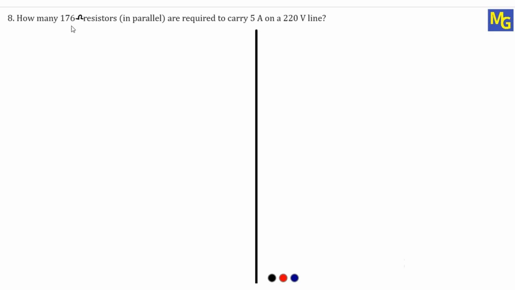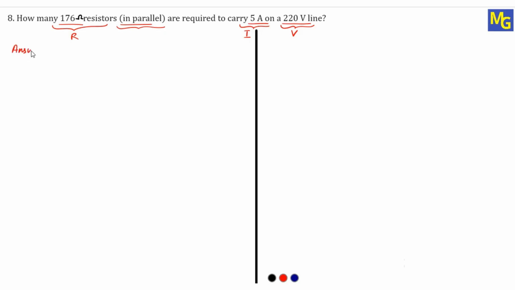The question says: how many 176 ohm resistors in parallel are required to carry 5 ampere on a 220 volt line? Here the number of resistors is not given, but the resistance of each resistor is given. So resistance is 176 ohm, and they are connected in parallel combination. If they want to carry 5 ampere current, that is I is 5 ampere, on this 220 volt line, then how many such resistors can we connect? I hope you understood the question.